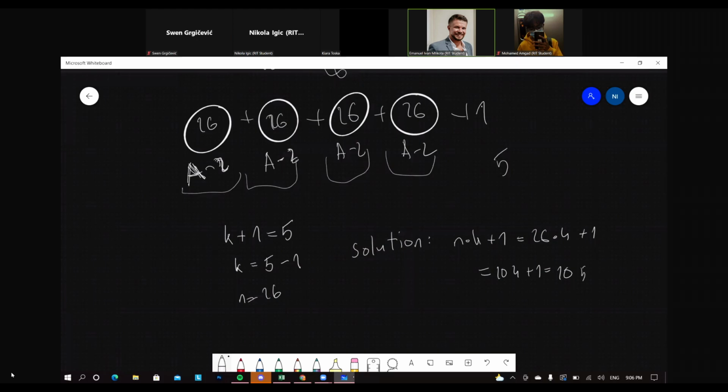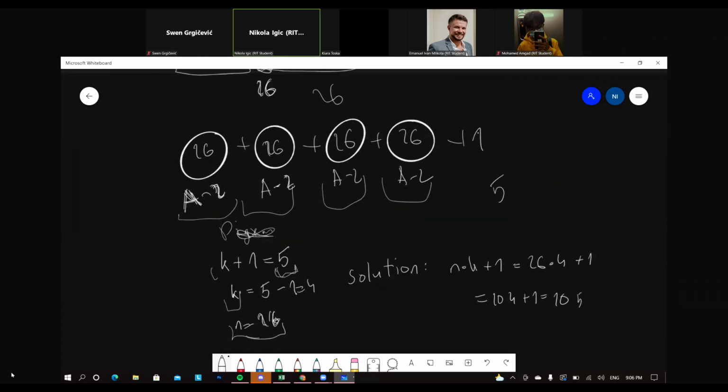So k plus 1 equals 5. This 5 represents how many letters we need to get. This is like the pigeonhole formula. You need to get the number k, which in this case is 4. N is all the letters in the alphabet, 26. So n times k plus 1 is 26 times 4 plus 1. But this is with the formula.